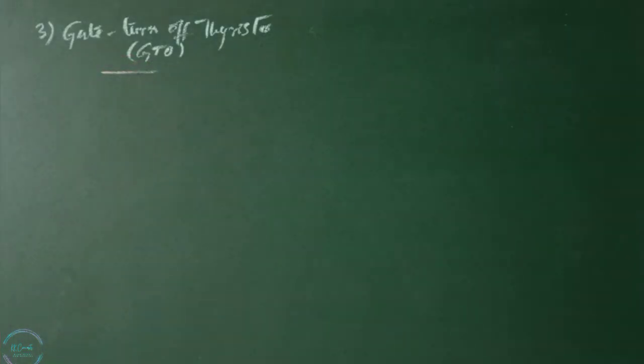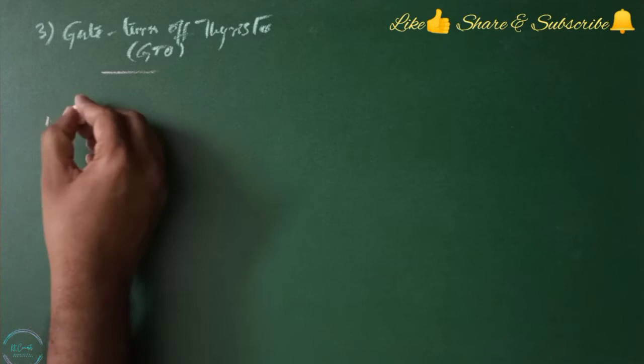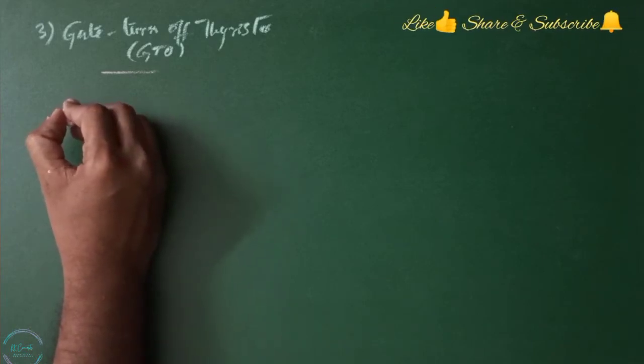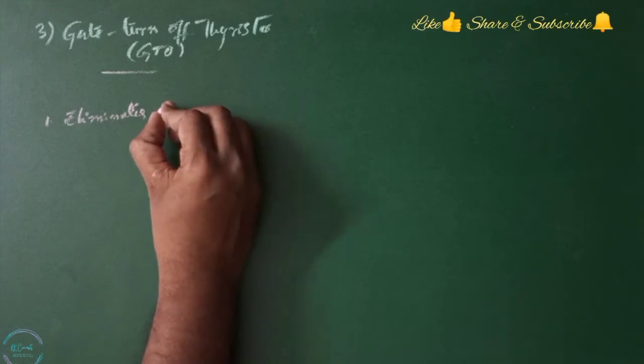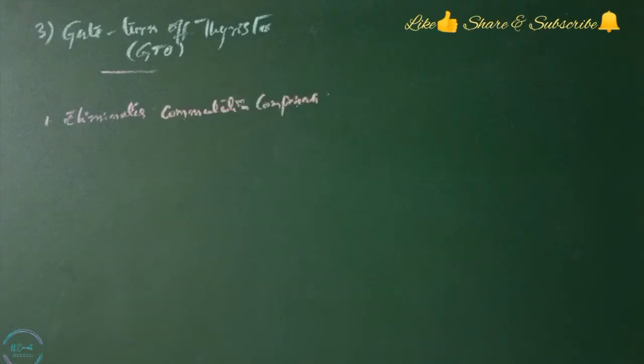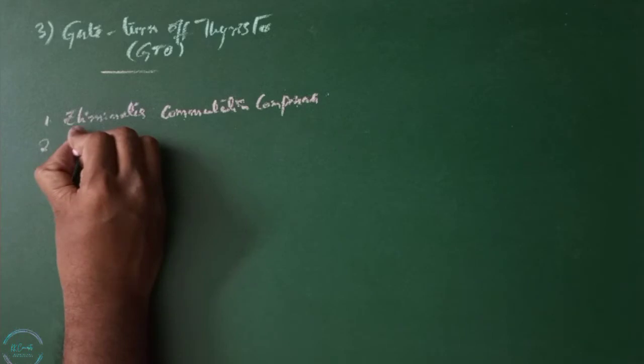Gate turn off thyristors. A GTO is a latching device and can be built with current and voltage ratings similar to SCRs. A GTO is turned on by applying a short positive pulse and turned off by a short negative pulse to its gate. The GTO has the advantages over SCRs. Those are, the first one, it eliminates commutation components in forced commutation, resulting in reduction in cost, weight and volume.